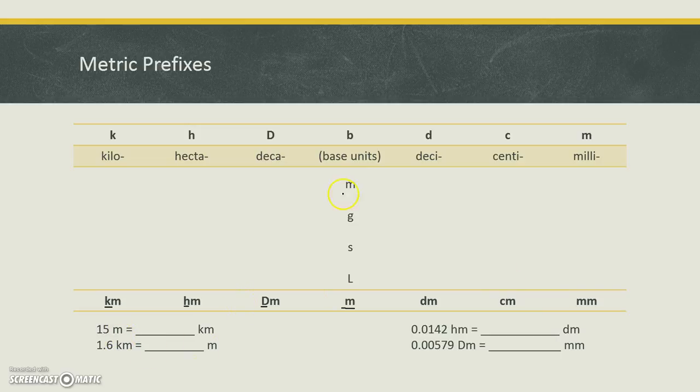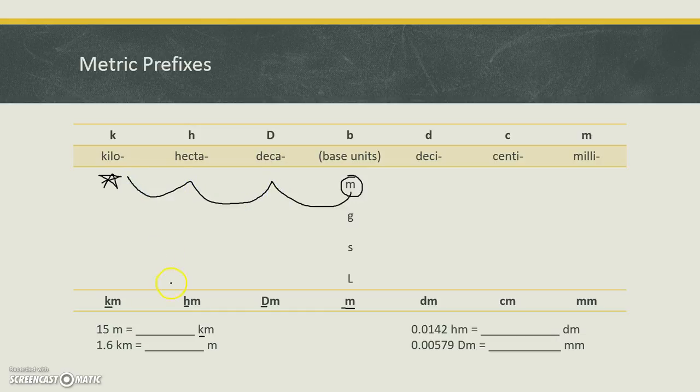All right, if we have 15 meters, so we're starting here, and we need to go to km. So we're going to go over here to k. I'll put a star there. Okay, well, we're going to have to move our decimal from here over 1, 2, 3 times.